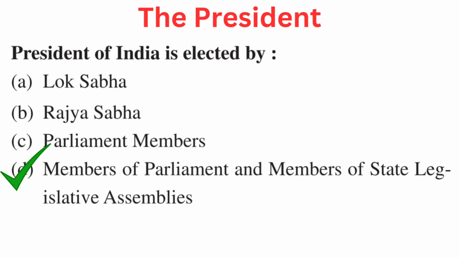Your question is, President of India is elected by, your options are A. Lok Sabha, B. Rajya Sabha, C. Parliament members, or D. Members of Parliament and members of state legislative assemblies. Right answer is D. Members of Parliament and members of state legislative assemblies.